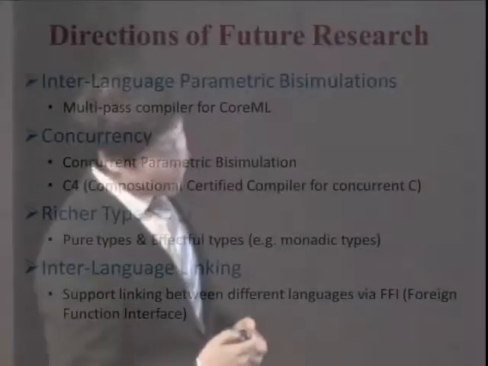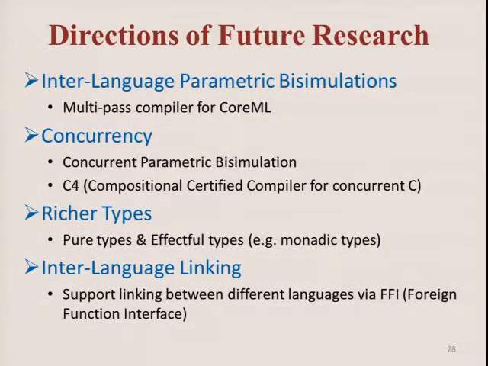Okay, so let's talk about future directions of research. First, I'm currently working on this interlanguage parametric bisimulation. And then I want to show some compositional compiler correctness result for a multipass compiler for CoML. Previously, I only verified the single-pass compiler because it does not support vertical compositionality. But now we can do that, so I want to demonstrate it for some compiler.